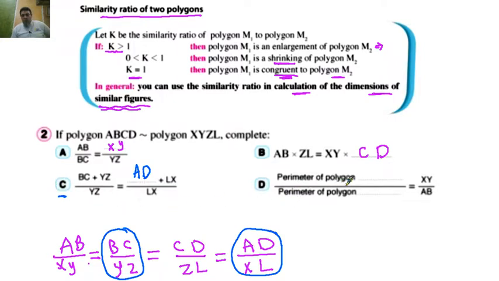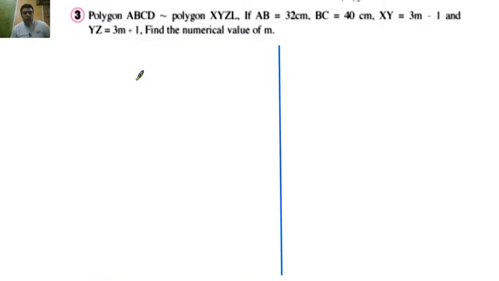The perimeter of polygon ABCD. Number 3, if polygon ABCD is similar to polygon XYZL, and AB is 32, BC is 40, XY is 3M minus 1, and YZ equals 3M plus 1. Find the numerical value of M.